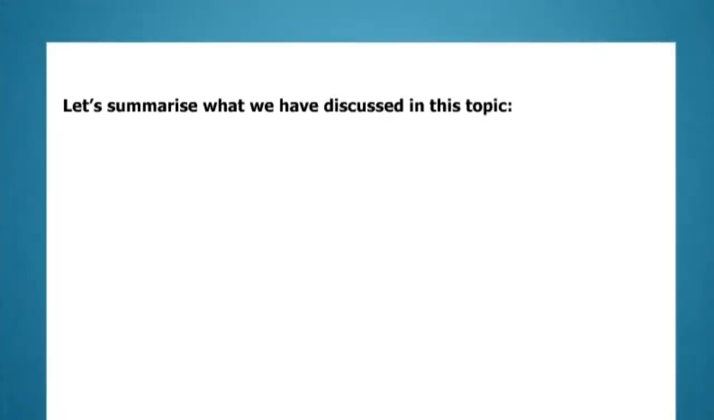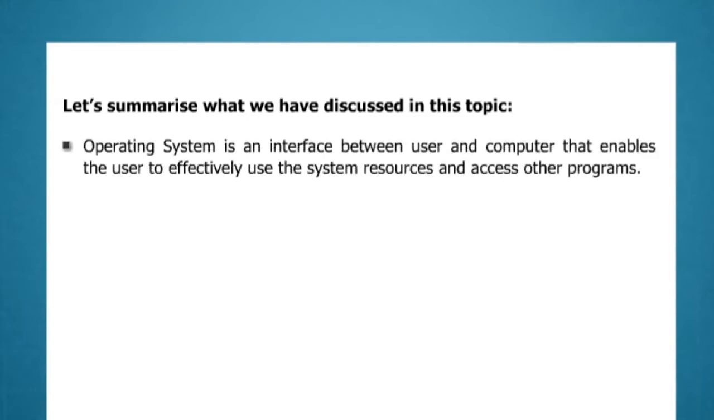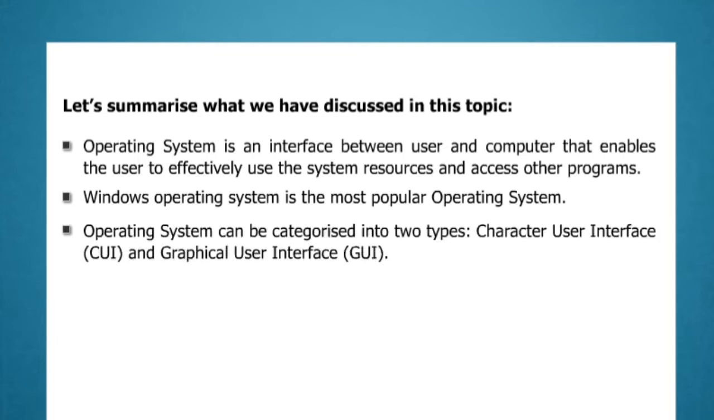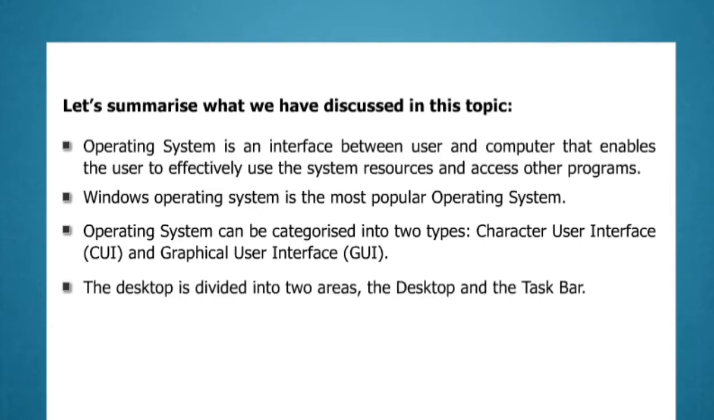Let's summarize what we have discussed in this topic. Operating system is an interface between user and computer that enables the user to effectively use the system resources and access other programs. Windows operating system is the most popular operating system. Operating system can be categorized into two types: Character User Interface or CUI and Graphical User Interface or GUI. The desktop is divided into two areas: the desktop and the taskbar.